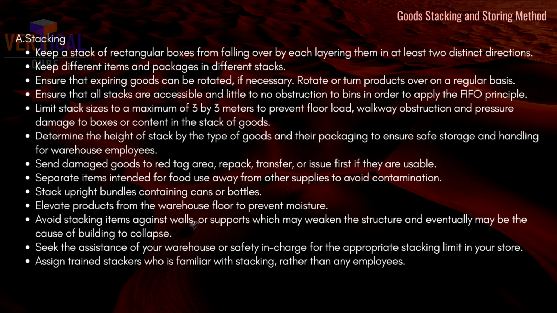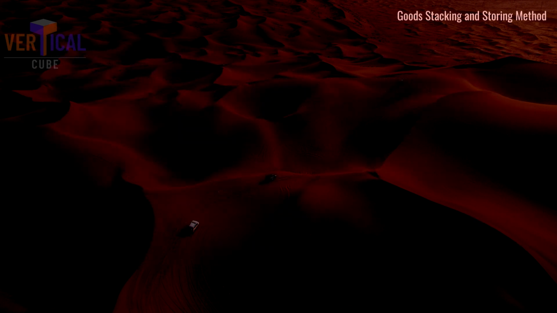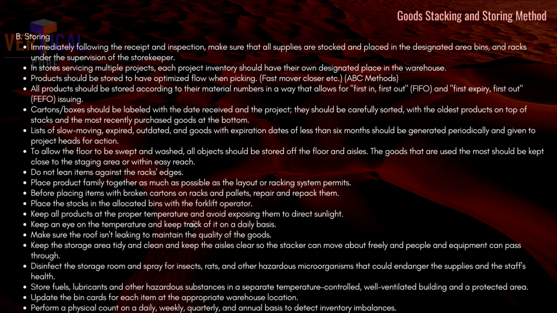B. Storing. 7.14. Immediately following the receipt and inspection, make sure that all supplies are stocked and placed in the designated area bins and racks under the supervision of the storekeeper. 7.15. In stores servicing multiple projects, each project inventory should have their own designated place in the warehouse. 7.16. Products should be stored to have optimized flow when picking. Fast mover closer, etc. ABC methods.